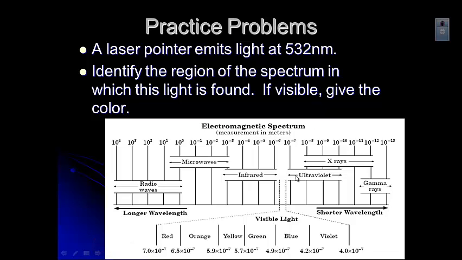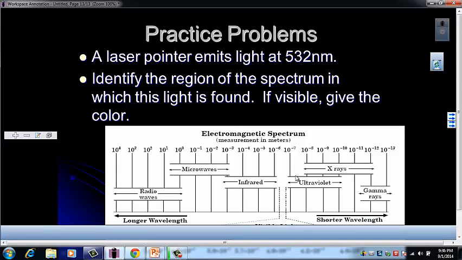So 5.32 times 10 to the negative 7th, if you look at these little tick marks here, 5.32 falls between 5.7 and 4.9. So this would be visible light. And it would be green. And you would need to give me both of those answers to get full credit for a problem like this. All right, so now that we know our wavelength, let's do a little bit more with this.